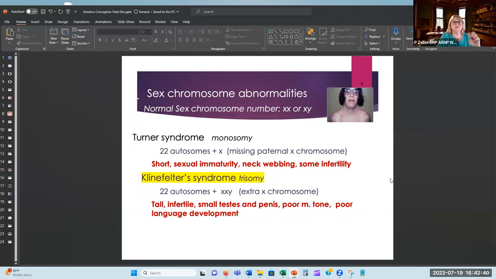So Klinefelter is 22 plus XXY. Klinefelter men are taller. They tend to be infertile, with small testes, small penis, poor muscle tone, and poor language development. Okay. Nothing about cognition, really, with either one of these.